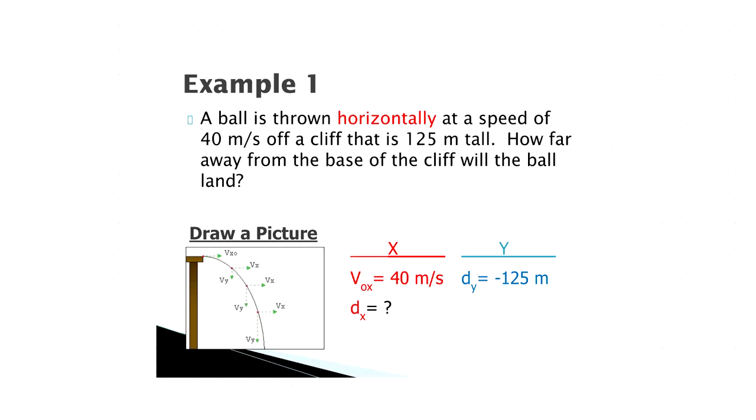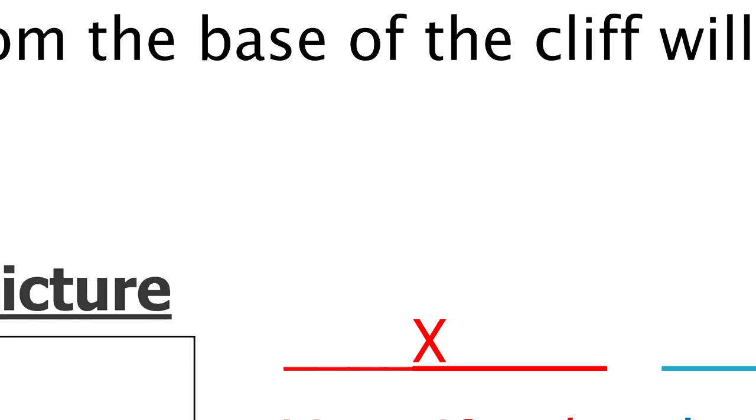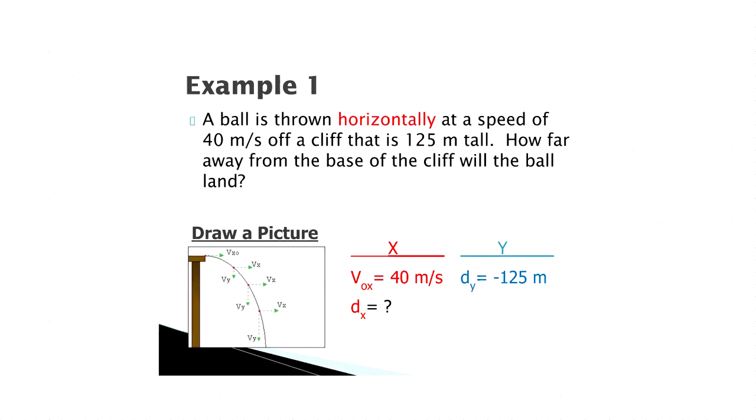The example here that we're looking at is pertaining to a ball being thrown horizontally at a speed of 40 meters per second. The cliff that the ball is rolled off of or thrown directly off of is 125 meters tall. How far away from the base of the cliff will the ball land?